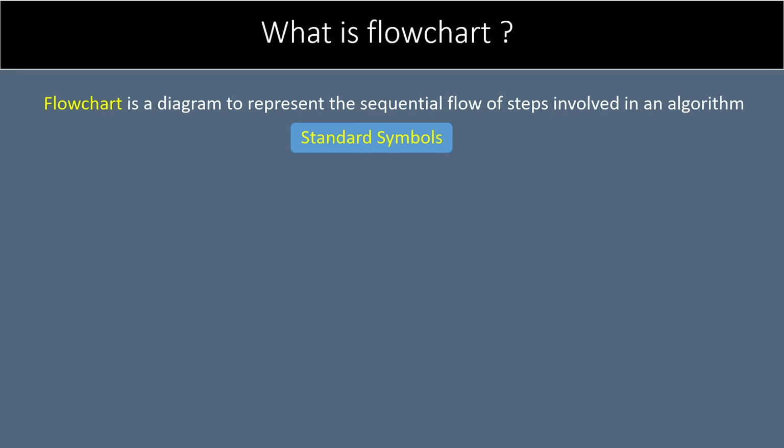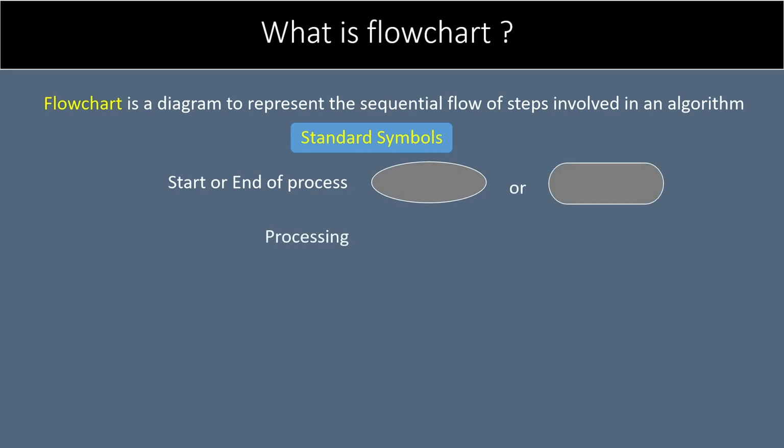In order to represent the start or the end of a process, an oval or rounded rectangle like this is used. To represent a processing which may include some set of operations, we use a rectangular box like this. Decision-making statements are represented in a decision box like this.